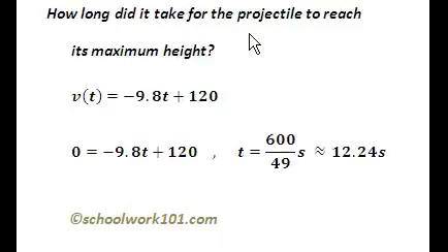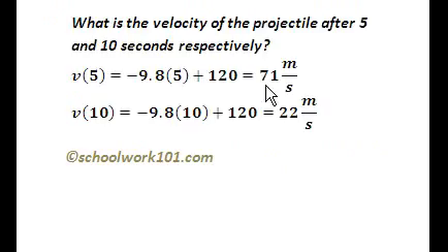It says, how long did it take for the projectile to reach its maximum height? Well, that means that when it goes up, it comes back down again. So its velocity will be 0 at the top. Real quick here, I think I said it was speeding up. I don't know what I was thinking. It's actually slowing down.